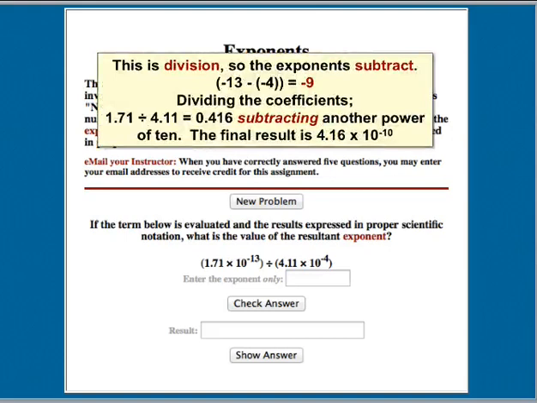Next, we look at the coefficient. We have 1 divided by 4. That's about 0.25. Actually, it's about 0.4. But that's less than 1, isn't it? So that puts in 1 additional negative exponent. So instead of minus 9, include this one, we're at minus 10.